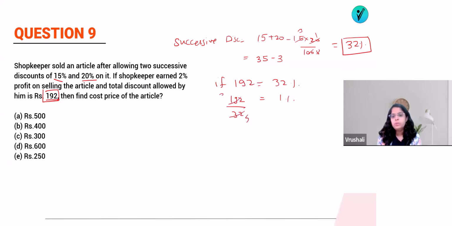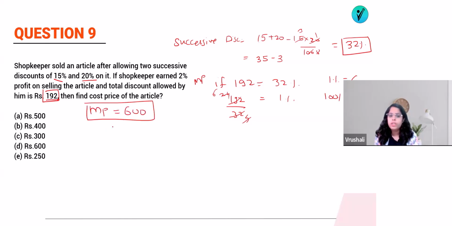8 4s are 32, 8 2s are 16, 6 4s are 24... so 1% is equal to 6. This is for the mark price. If 1% is equal to 6, that means 100% of the mark price will be 600. So you can say here the mark price is equal to 600.